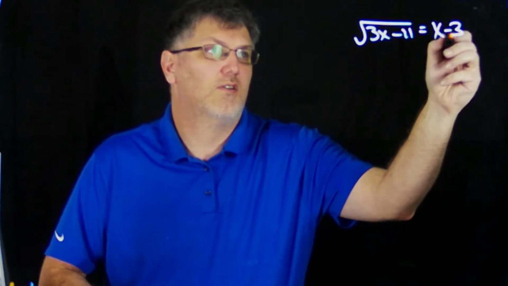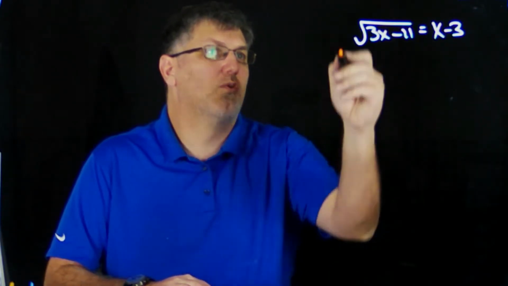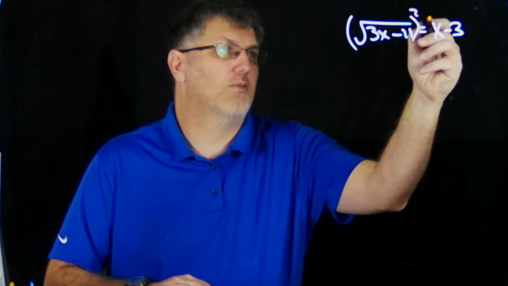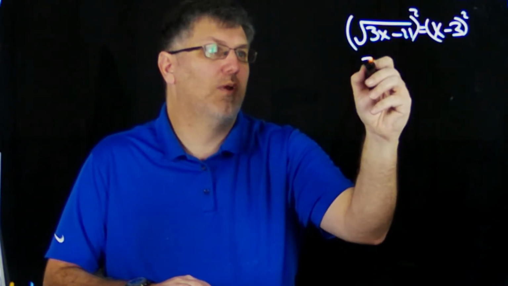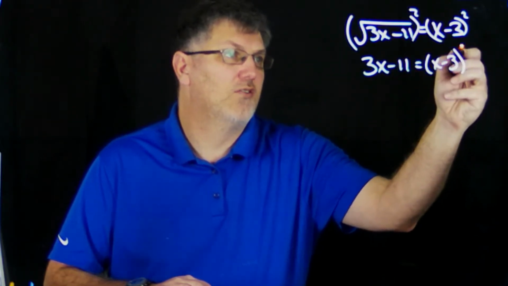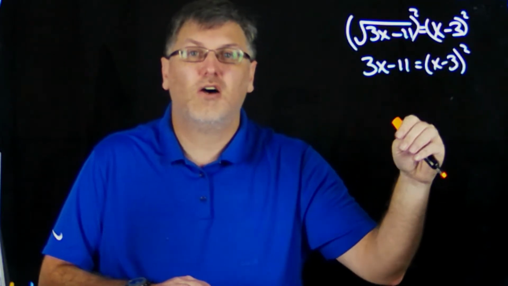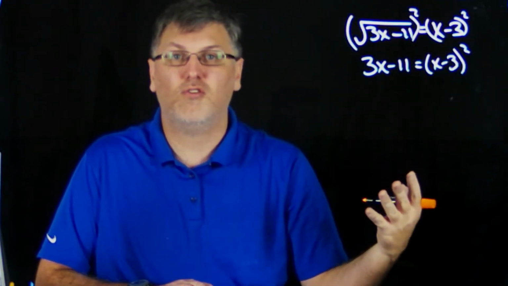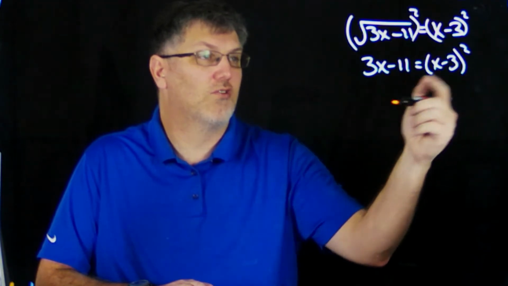We have the square root of 3x minus 11, and that's going to equal x minus 3. Not the simplest of problems to solve, but it's not terribly bad. The first thing we're going to do is square both sides to get rid of the square root. So this leaves me with 3x minus 11 equals (x minus 3) squared. Now you're going to have to FOIL this. I'll show you in class how to FOIL and use the box method. I'm going to just do this real quick.